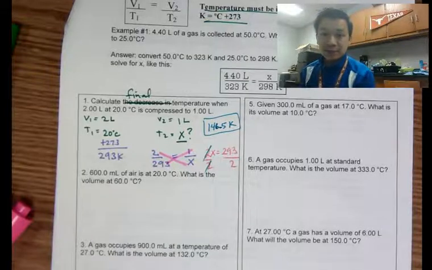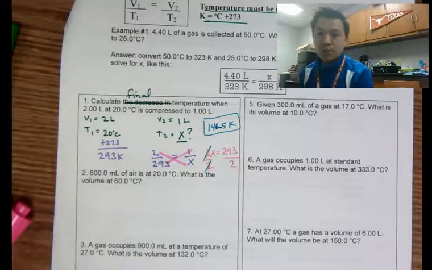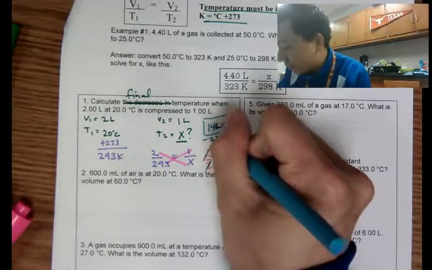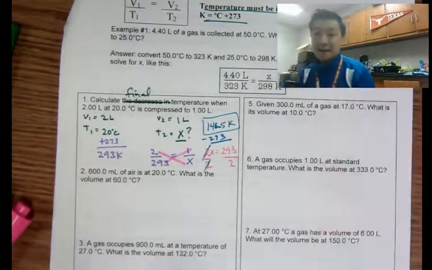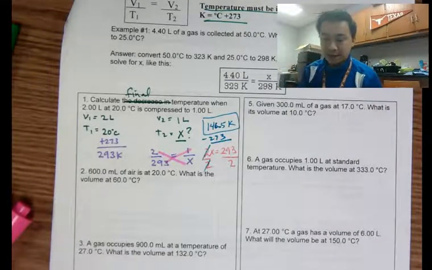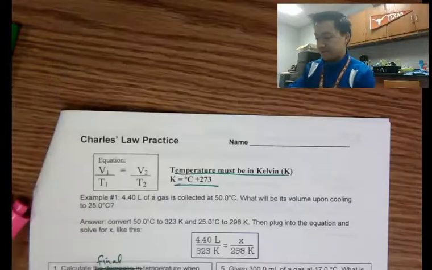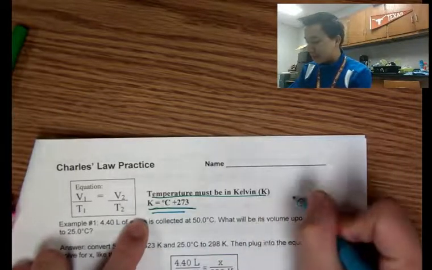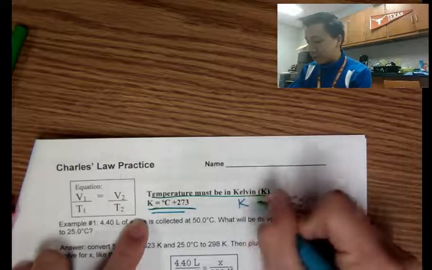To get to Kelvin, we added 273. So to go back to Celsius, we would subtract 273, and that'll give us a negative Celsius answer. Okay, so make sure you know how to do that. To get to Kelvin, you add 273 to the Celsius. To get to Celsius, it's whatever Kelvin is minus 273. That'll give you back to Celsius.